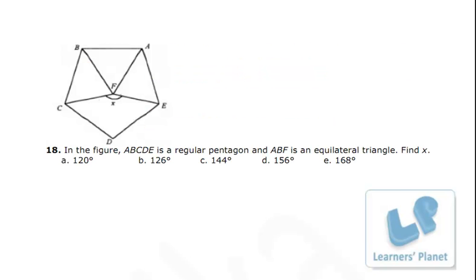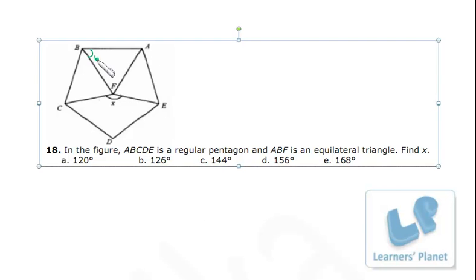Okay. Now let's take the first problem. In the figure, ABCDE is a regular pentagon and ABF is an equilateral triangle. Find X. Okay, ABF is an equilateral triangle. That means this angle must be 60 degrees. This must be 60 and this must be 60.